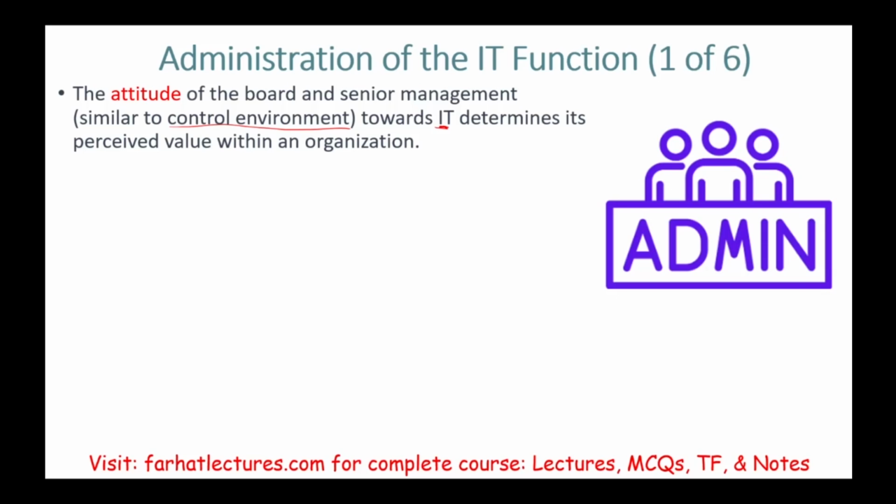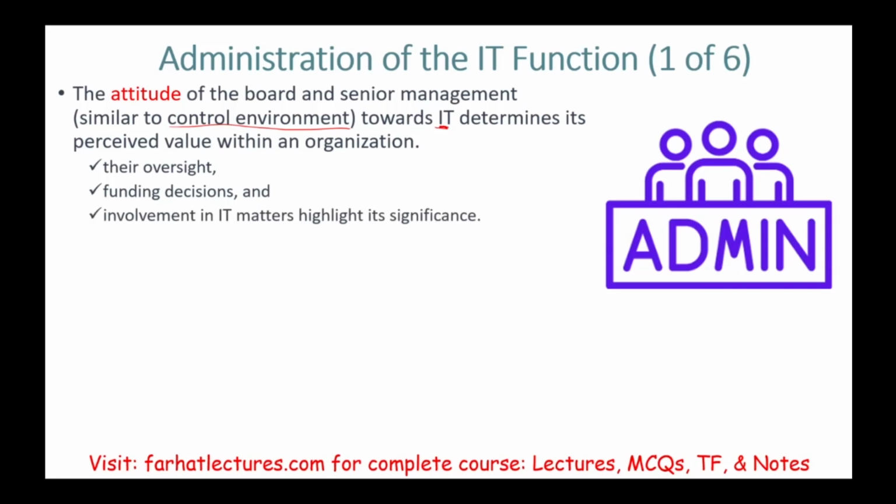Now, how can we measure the attitude of the board of directors and senior management? Well, we're going to take a look at how seriously they take their oversight over information technology. Do they take it seriously or not? How about funding decisions? Do they budget a sufficient amount of money to the IT department so they can do their job, or do they not? Do they give them a small amount of money where they don't have enough resources? How about their involvement in IT matters? Are they involved, or do they just ignore that part of the business? Well, these are signals, indications of how well they take the IT function.